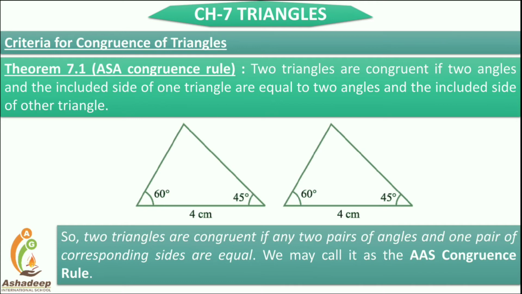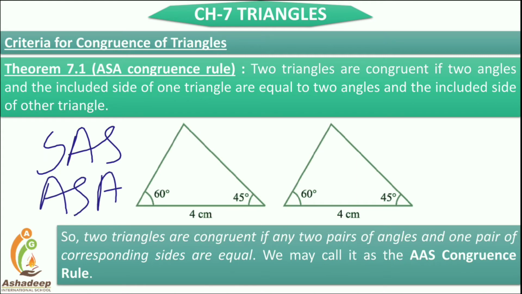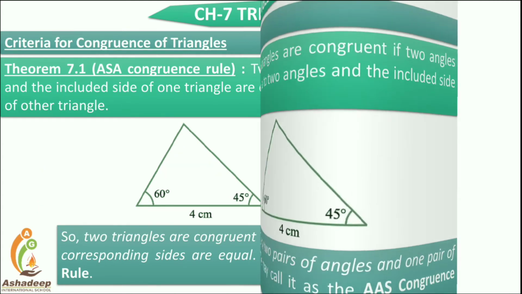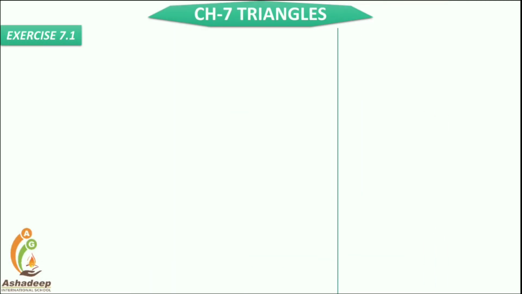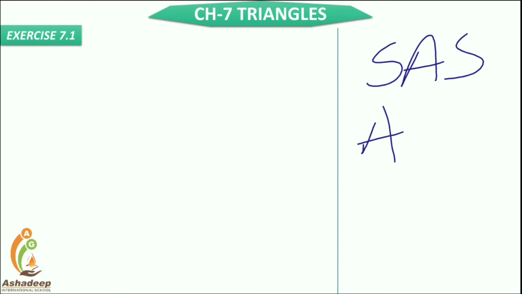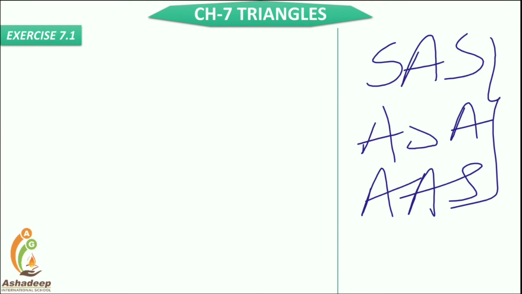So till here we have seen three rules: side angle side, angle side angle, and then angle angle side. Now let's start 7.1. Keep in mind these three rules: side angle side, angle side angle, and angle angle side. We are going to use these three rules to solve the sums. Here I am not going to solve each and every sum, and why, I will explain when we meet in school, right?